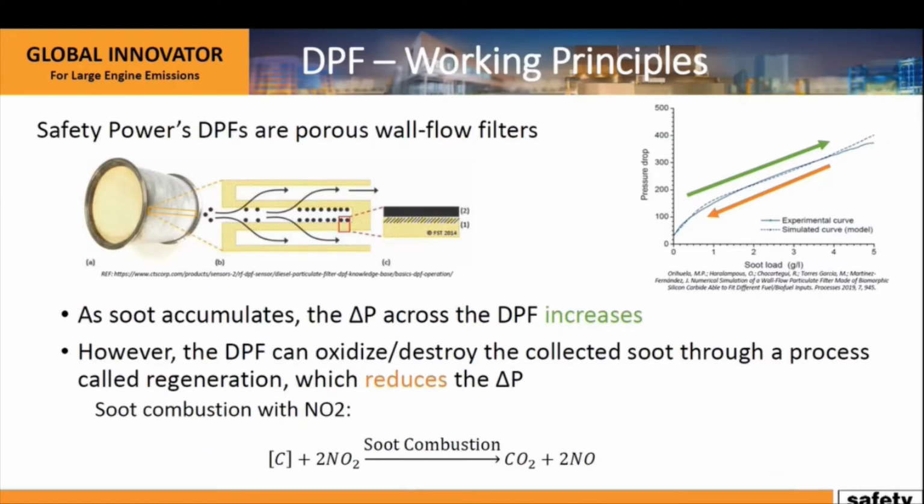As this cake layer gets thicker and thicker, you can imagine the back pressure on the engine will increase more and more. So there's actually a balance point for these passive DPF filters where the cake layer grows to the point that the pressure increases. But what happens is when you increase the exhaust temperature, a process called regeneration occurs, and the cake layer is reduced. So the thickness goes down again through a process of oxidation. So really, this is a way that we can tune and balance the pressure drop while also maintaining this cake layer.